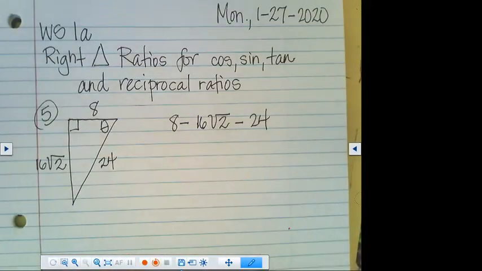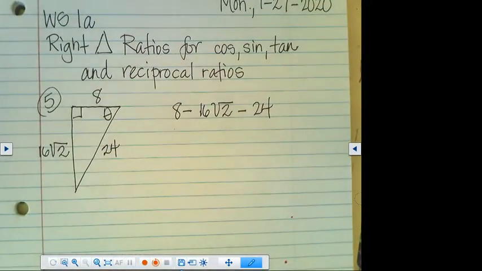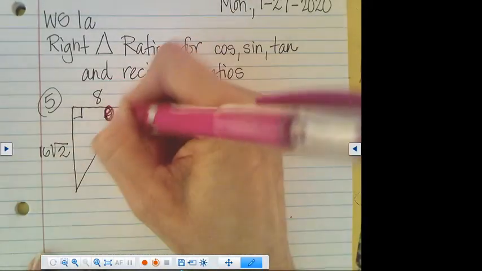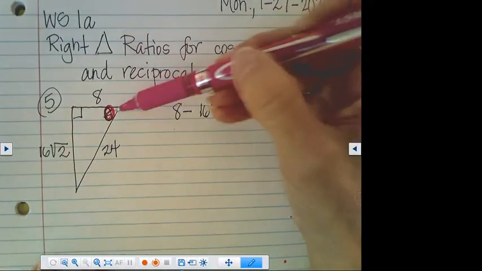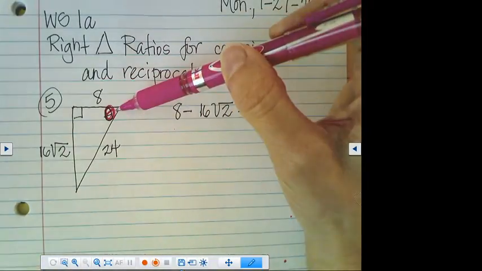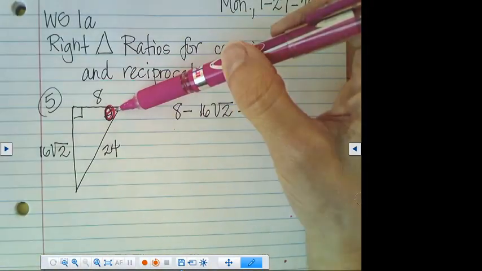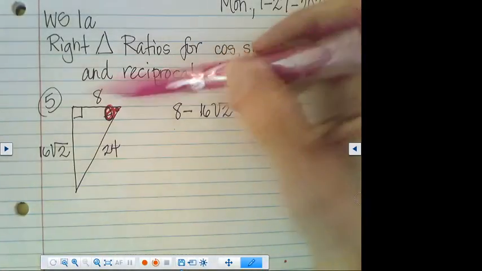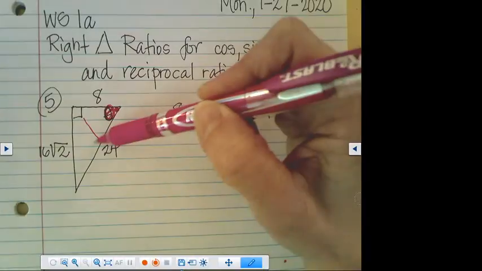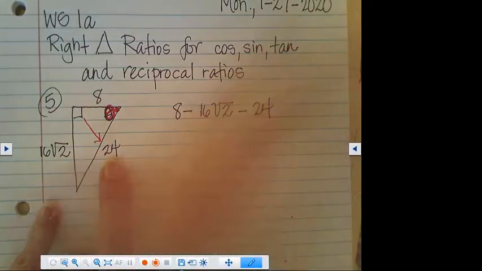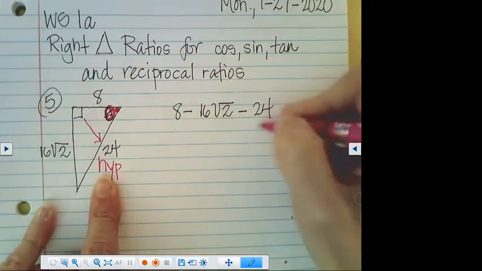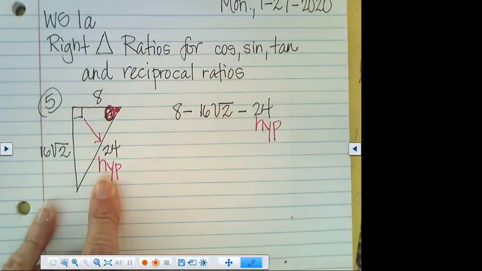And then when we label it, the first thing we're going to do is identify those parts, with respect to theta, which is located right here. Which one did we always identify first, just because it needs to be the one that jumps out at you? The hypotenuse, which is always opposite your right angle. The longest leg is the hypotenuse. So the 24 is the hypotenuse of this right triangle.